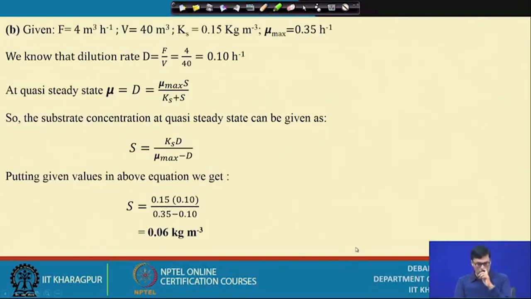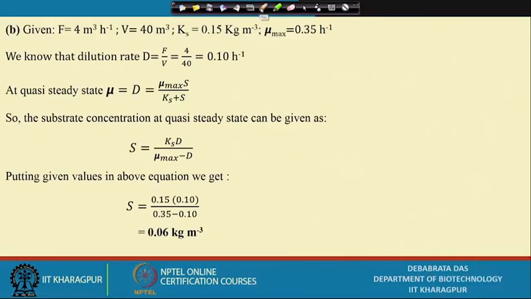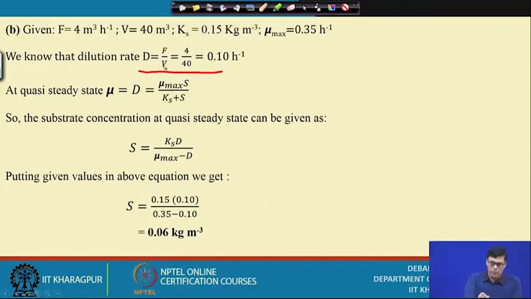Now, in the next part, you can find out the dilution rate. Dilution rate is nothing but flow rate by volume. This is 0.1 per hour, and mu equal to D under quasi steady state condition. And then the S value is this. We can put the different values in this equation, and then we can find out the steady state substrate concentration.